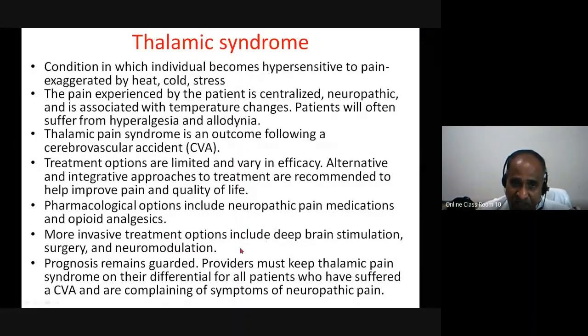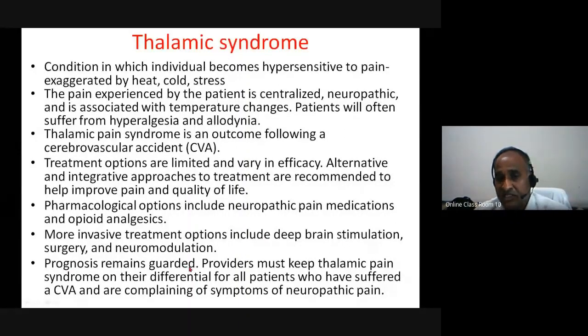These are experimental type. Prognosis remains guarded. Guarded means it is not good. Providers must keep thalamic pain syndrome on their differential diagnosis for all patients who have suffered cerebrovascular accidents. In cerebrovascular accidents, you look for thalamic pain syndrome and for any complaints of neuropathic pain. That is about thalamic pain syndrome.